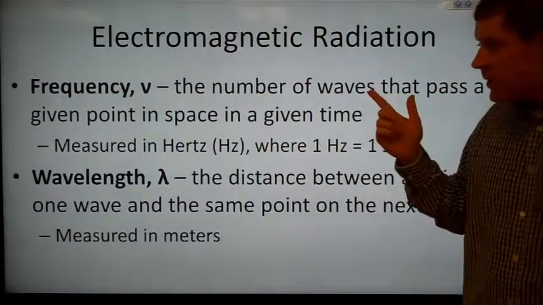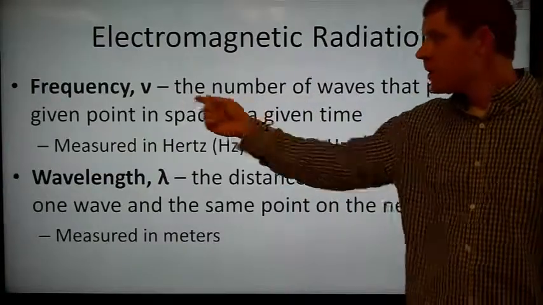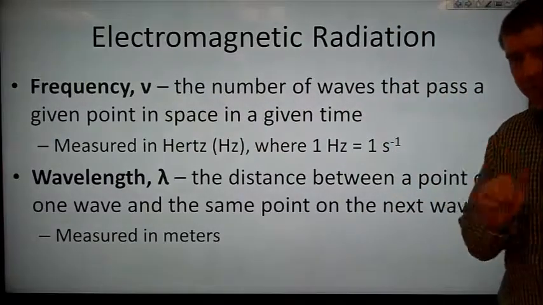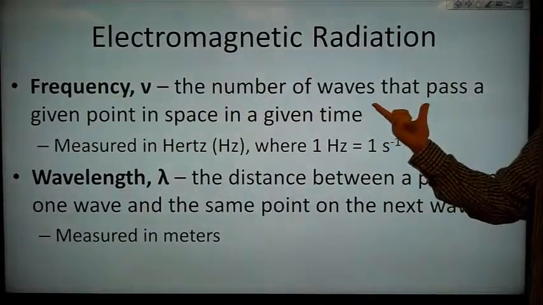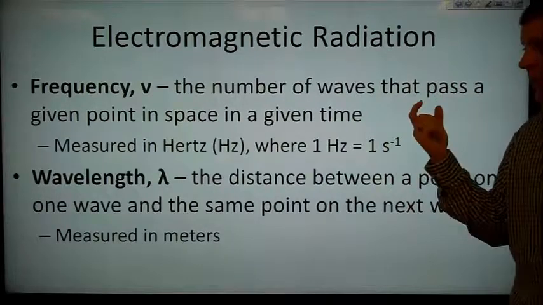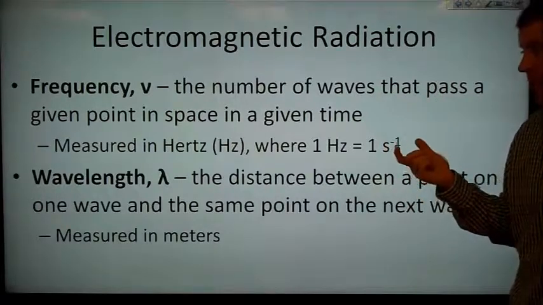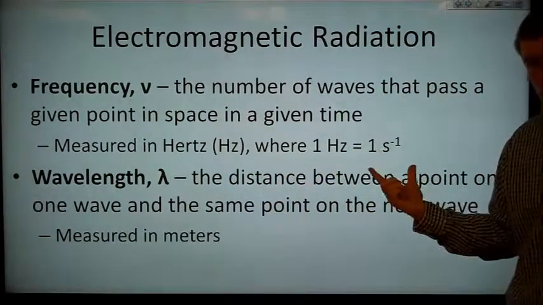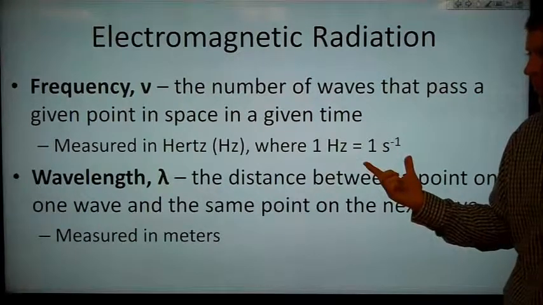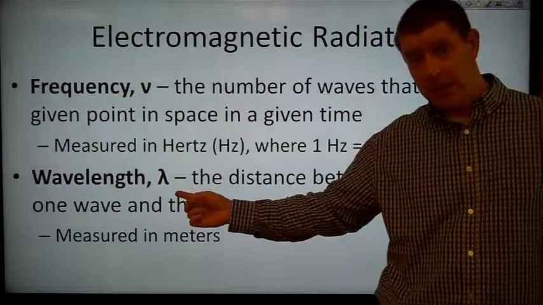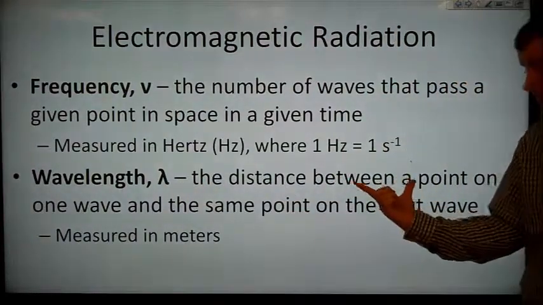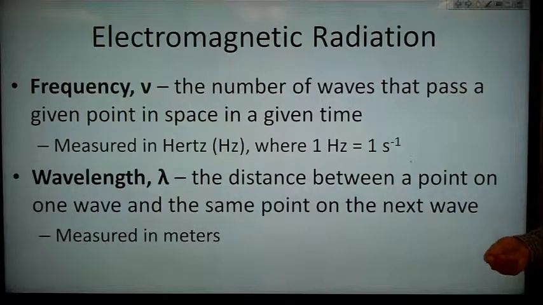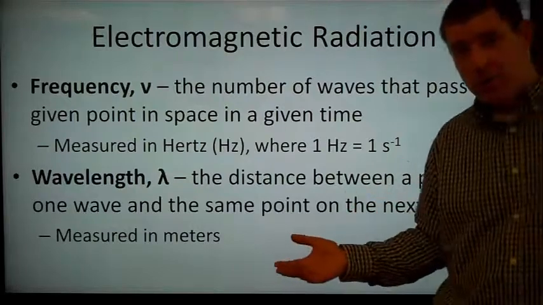But waves have frequency and wavelength. So frequency is denoted by nu, N-U. So that's this symbol here. It looks sort of like a V. So frequency is the number of waves that pass a given point of space in a given time. So we measure this in terms of hertz, where 1 hertz is 1 reciprocal seconds, so 1 over seconds. And wavelength, which we symbolize lambda, that's the distance between some point on one wave and the same point on the next wave. And we measure that in meters.